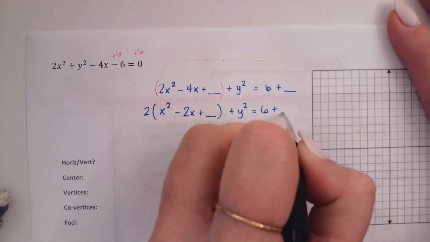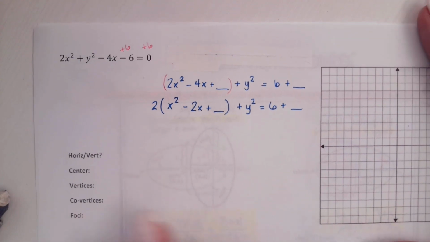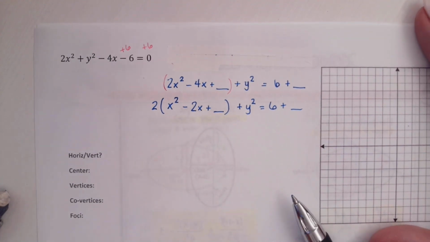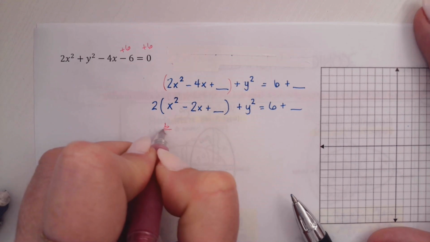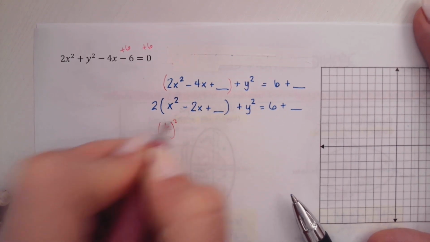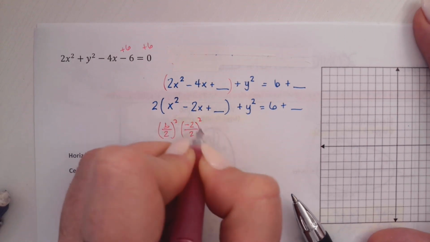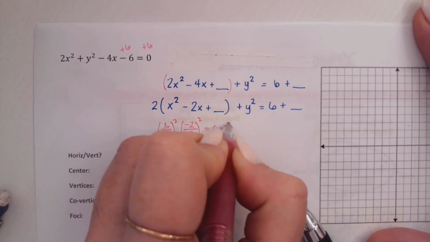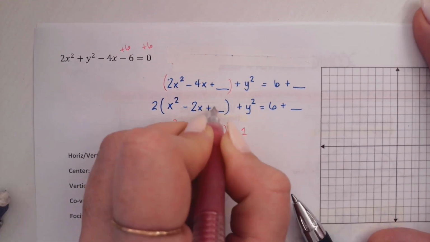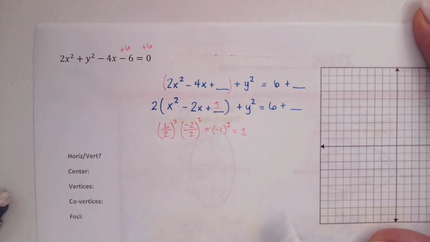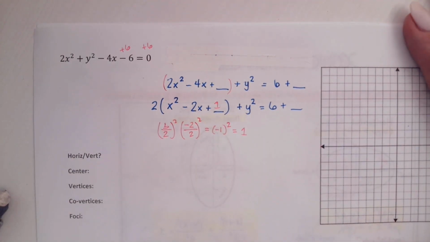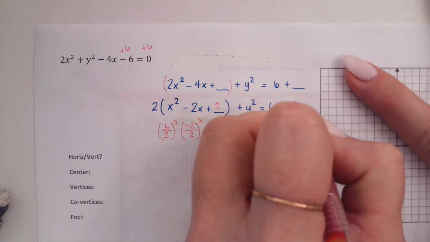See, I was right. You were right, yep. I just didn't know what to say. Now we can do what Mason was saying. We have to do our b over 2 squared. So that would be -2 over 2 squared, which is -1 squared, which is 1. But is 1 what we add to the right? No, 2 times the 1. We do 2 times the 1, right.